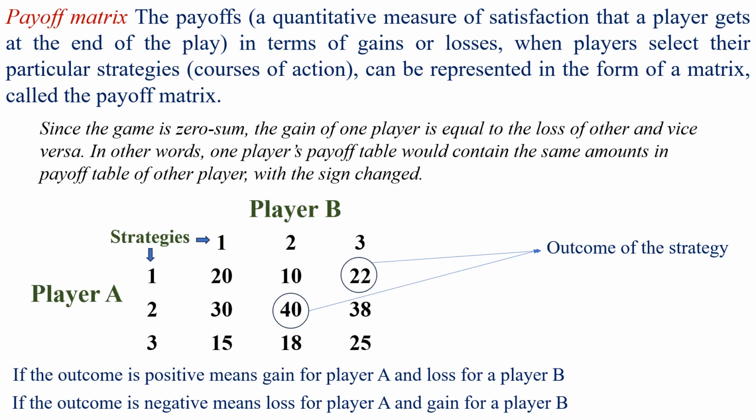And one more thing, here we are representing the values in terms of player A only. So if the outcome is positive, it means gain for player A and loss for player B. For example, player A selects the first strategy and player B also selects the first strategy. Then the outcome is 20. This means player A gets a gain of 20 and player B gets a loss of 20. Similarly, if the outcome is negative, it means loss for player A and gain for player B. So this is the payoff matrix.